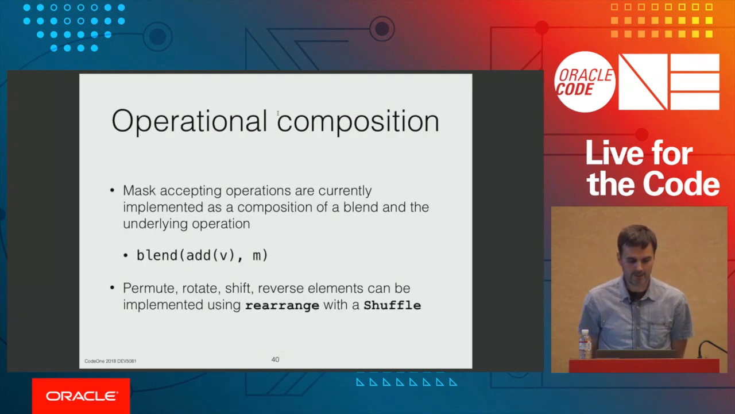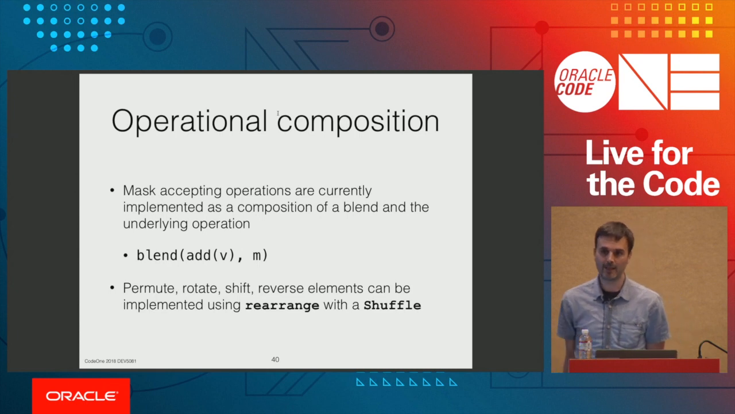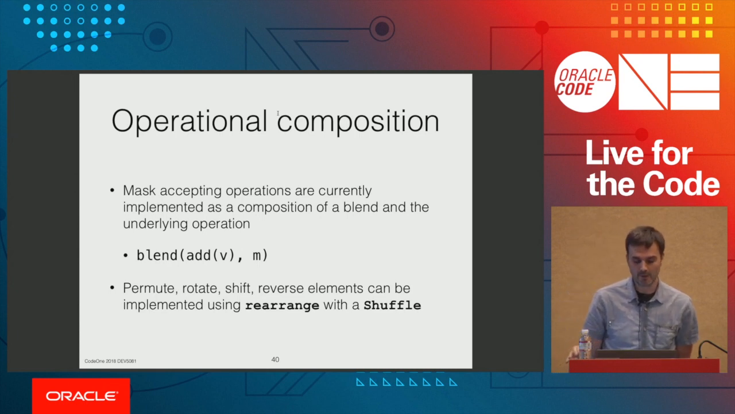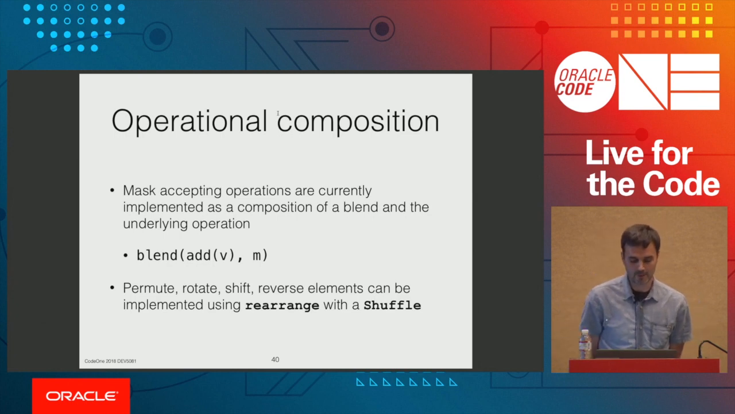As a lesson here, we can have operational composition. We can build up our mask-accepting operations on the vector API as a composition of the operation plus blend, and that's exactly how they're all implemented at the moment. We could teach HotSpot later on to optimize that on AVX512 if we wish to use the mask registers. I do not know what the technique will be in the future, but that may be one way to do it.